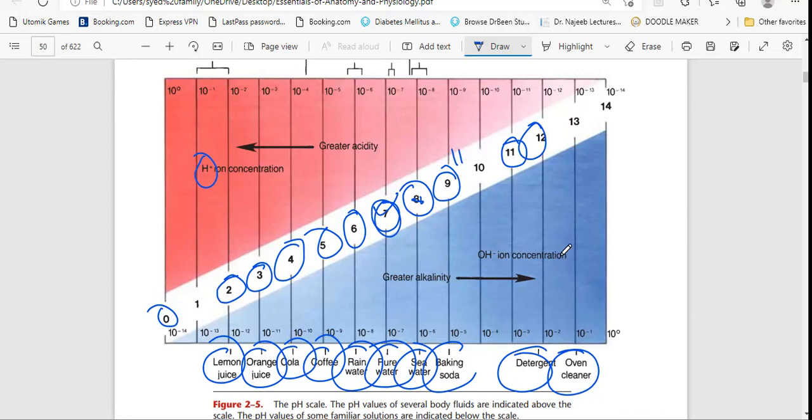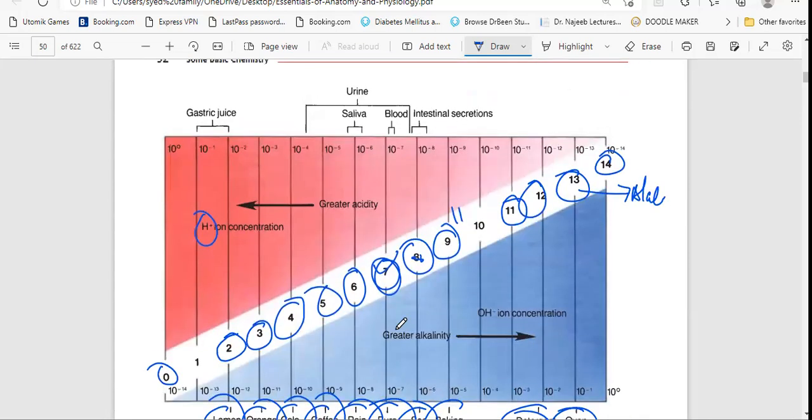And oven cleaner, washroom cleaner, whatever the cleaner may be, has a very high amount of alkaline nature. And 14 are those pesticides which are thrown in farms and agriculture areas. So this is the scale of pH. You have to understand that.